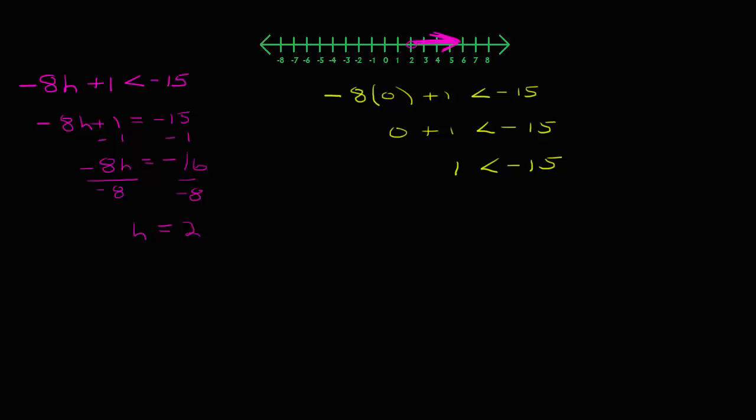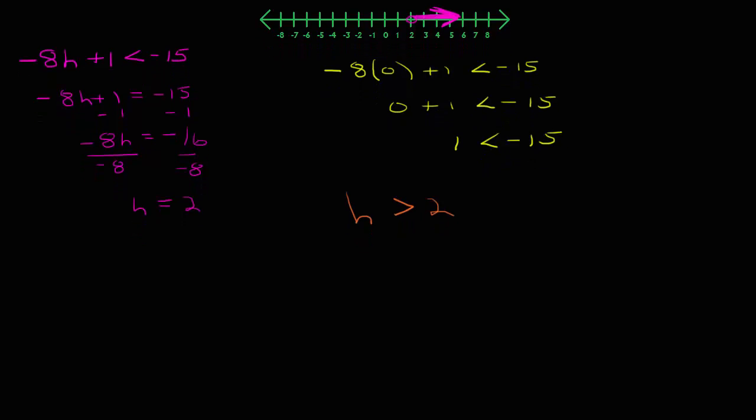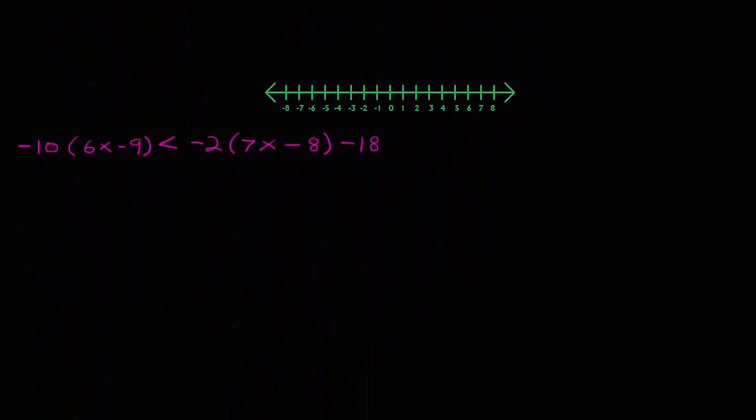So we shade everything to the right, and once again, as long as our variable is first, the direction of the graph and the direction of the inequality will be the same, so I get h is greater than 2. So far we've taken a look at some relatively simple equations for our inequalities. We ended up turning them into two-step equations, but this process will also work with more complicated inequalities. Let's look at this one.